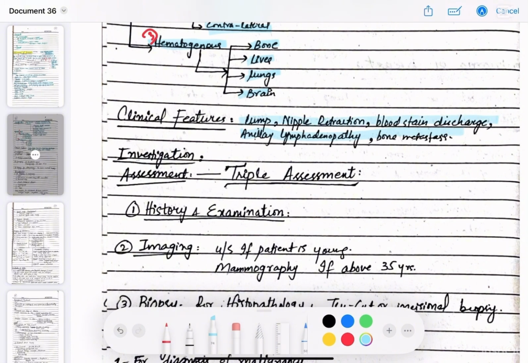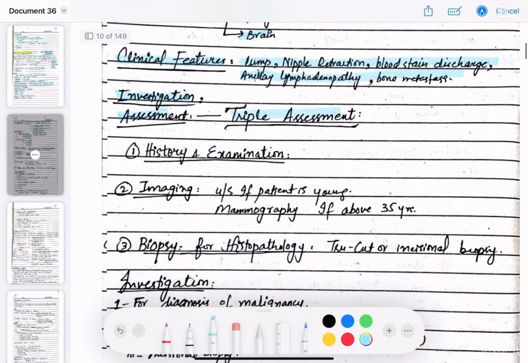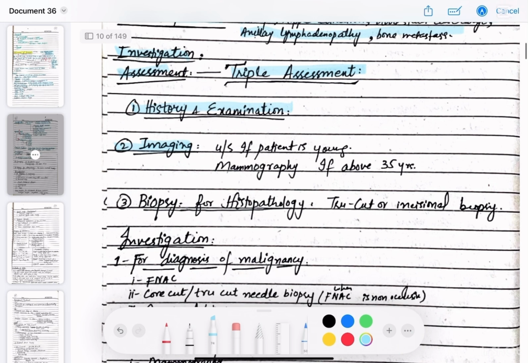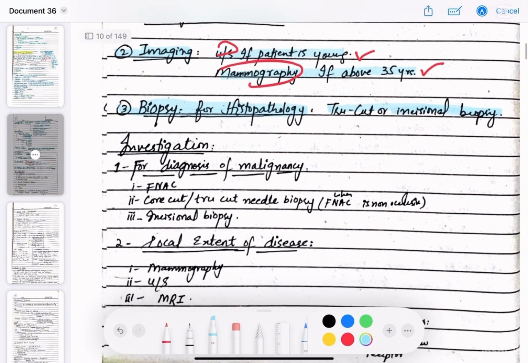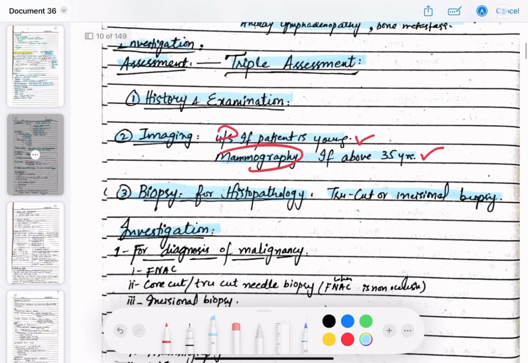Now the investigation is triple assessment, in which we have the history and examination, and then the imaging, that is ultrasound if the patient is young, and mammography if about 35 years. Mammography is done in case of a higher age when the breast size is large. If the patient is young, then ultrasound can also be used. The biopsy is used for histopathology, that is true cut or incisional biopsy. And these are the investigation options. This is the triple assessment, that is history, imaging, and biopsy.